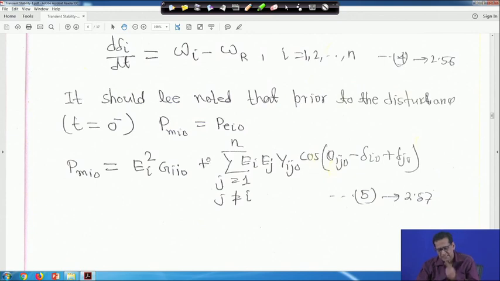This is before the disturbance. You will get it once load flow studies are carried out. Later, when I take the example, you will see that from the load flow studies the internal machine bus voltages E1, E2, E3 up to E n will all be computed and all the angles will be known. So at that time you can easily find P i 0, and P i 0 is nothing but P mi 0.